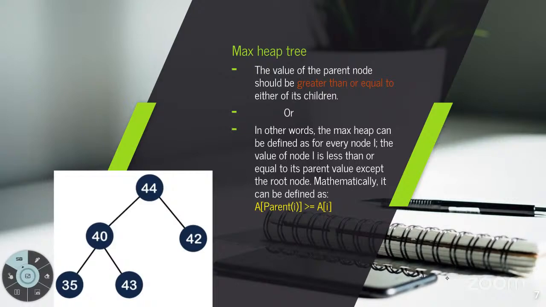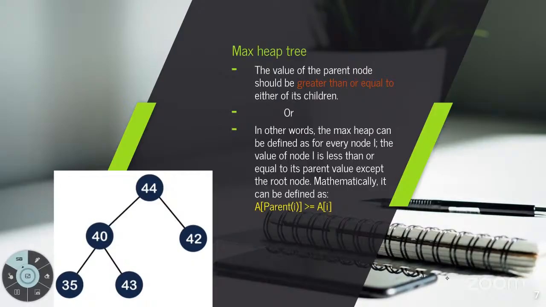Draw an example for this. The value of the parent node should be greater than or equal to either of its children. Either of its children means what?